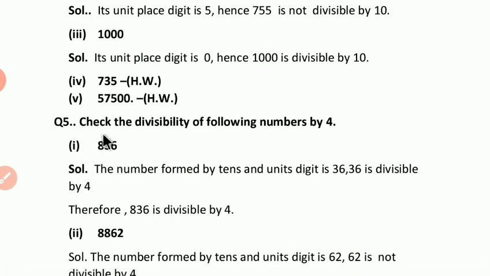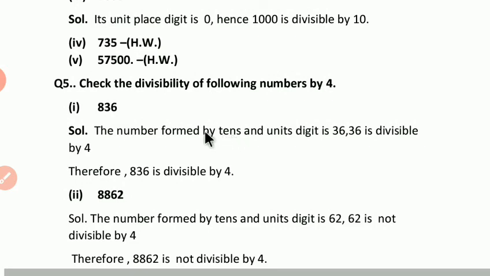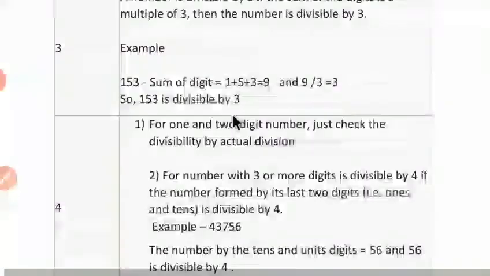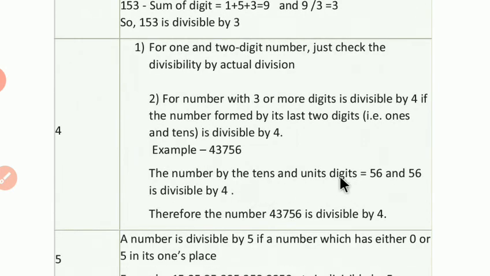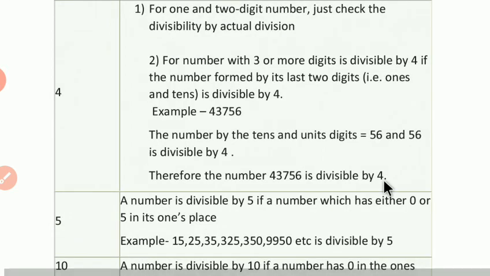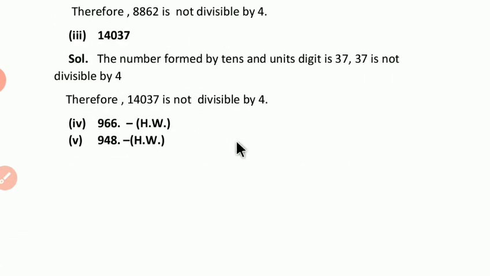Then last question, question number 5. Check the divisibility of the following numbers by 4. Now we have to see whether 836 is divisible by 4 or not. What we have seen for 4, we have to see the number formed by tens and unit digit. The last two digits we have to see in each number. If the last two digits are divisible by 4, then the given number is also divisible by 4.